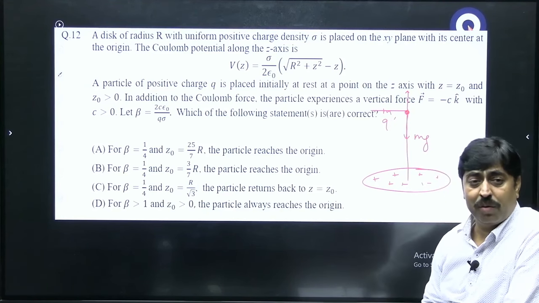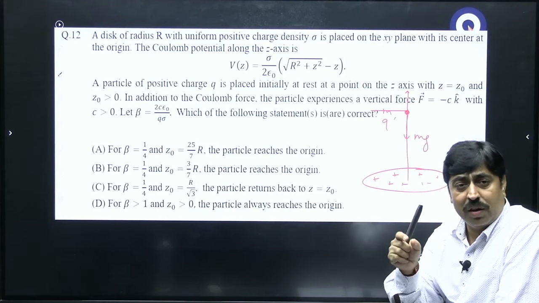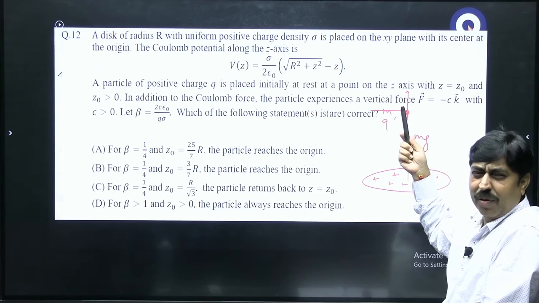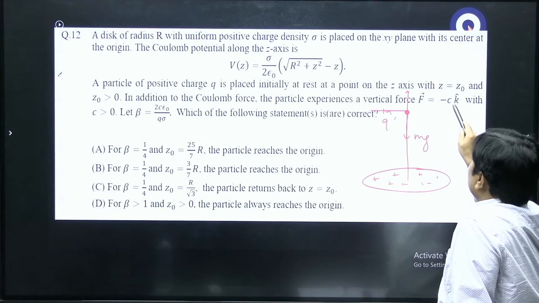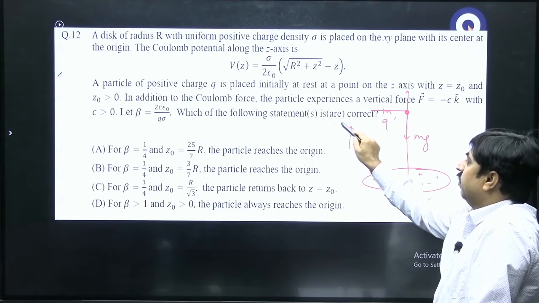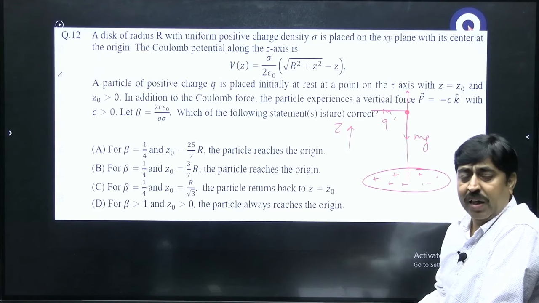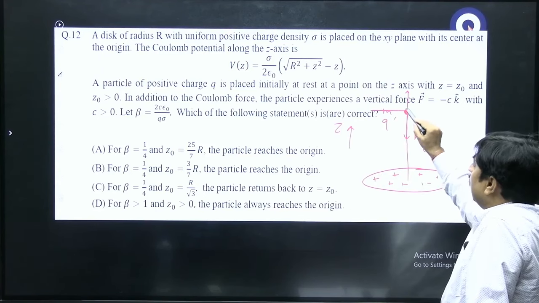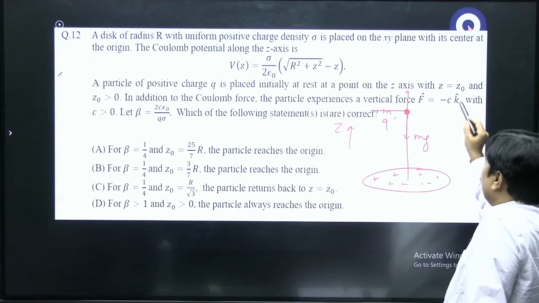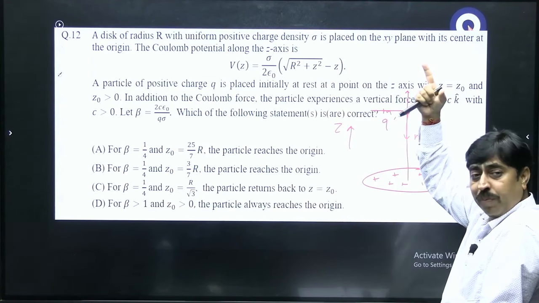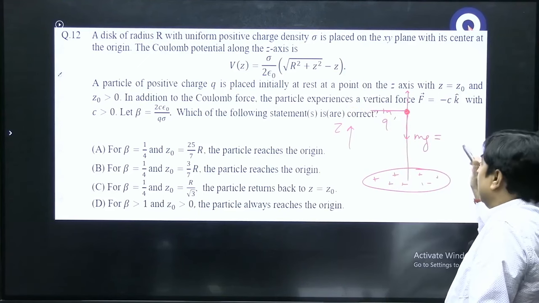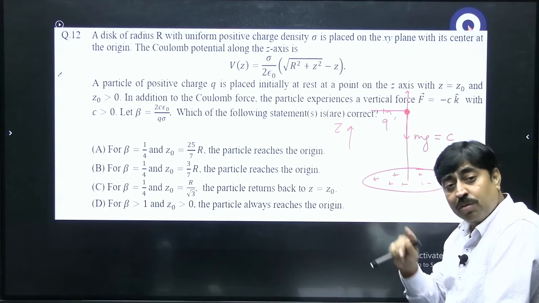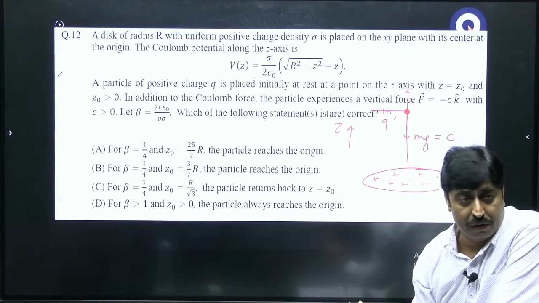Now, in this particular question, the question does not take the gravitational force. It has been written in a slightly different format. The question says that there is a force of minus C k cap. This is the z direction if you read the question. So minus C k cap where C is a positive number. That means there is a constant force acting on the particle in the negative z direction. So actually, in the old question paper what was mg, in this question it is C. C is nothing but mg. That is the only difference.